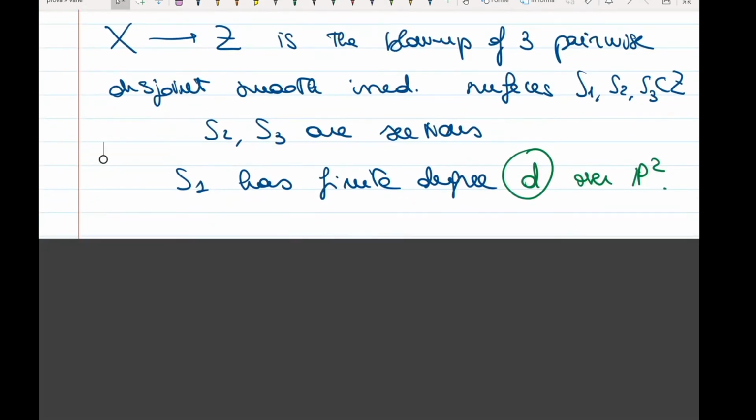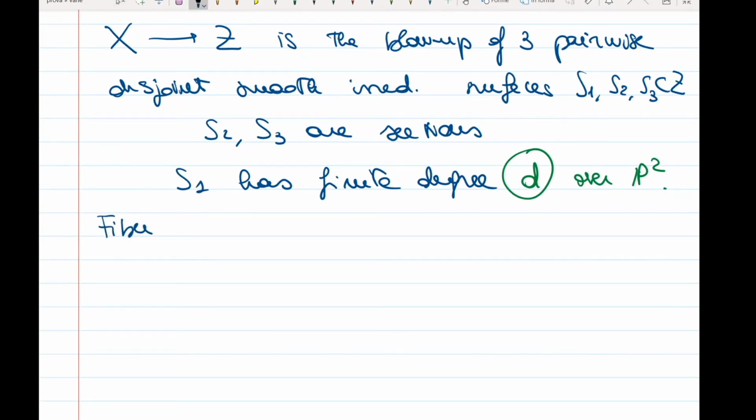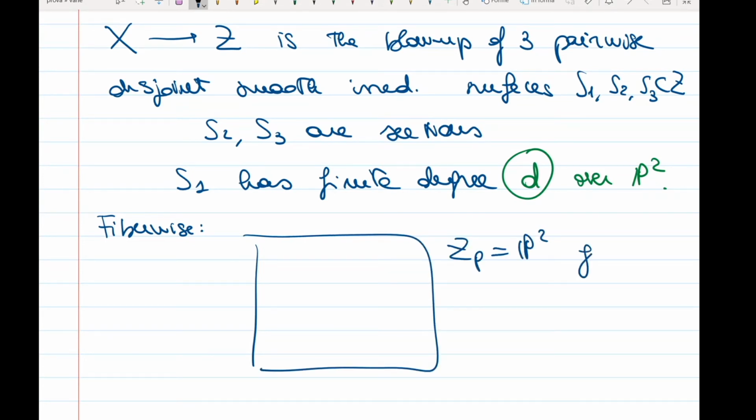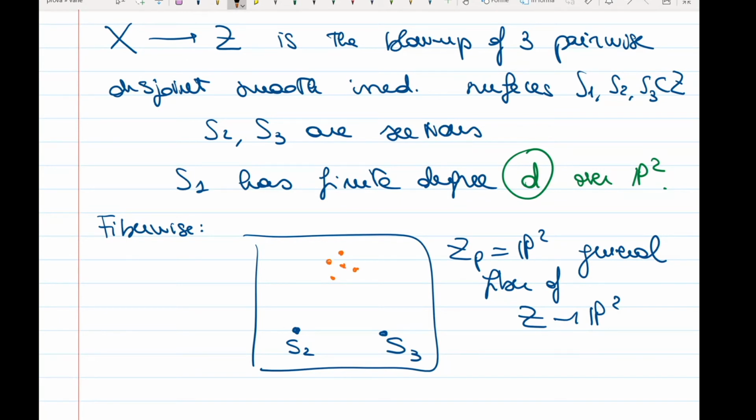So let me again draw a picture of what happens fiber-wise. We have Z_p, a general fiber of the P2 bundle. And in this P2, we have some special points. We have one point which is in the section S2, one point which is in the section S3, and then we have these D points in S1, okay?